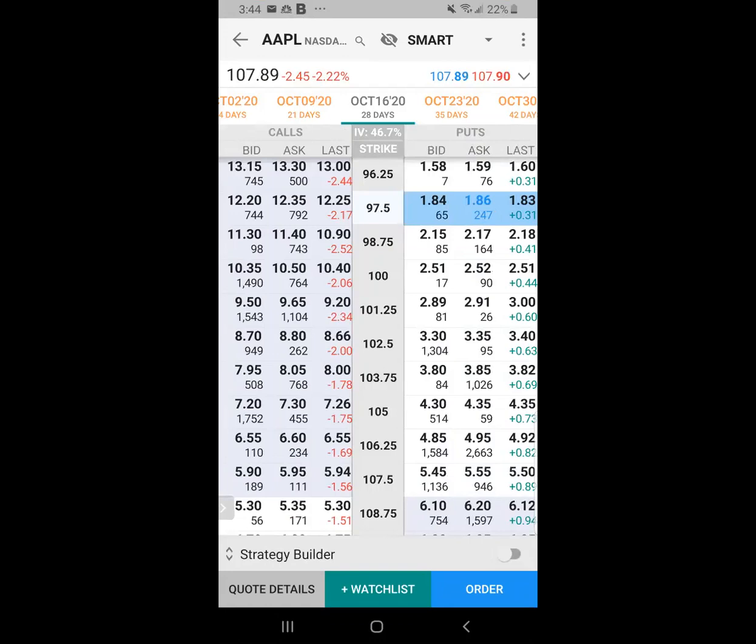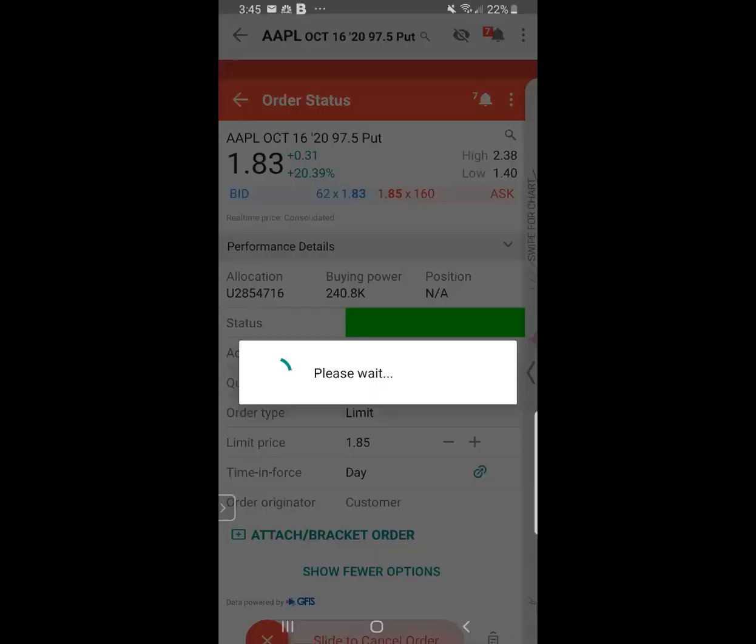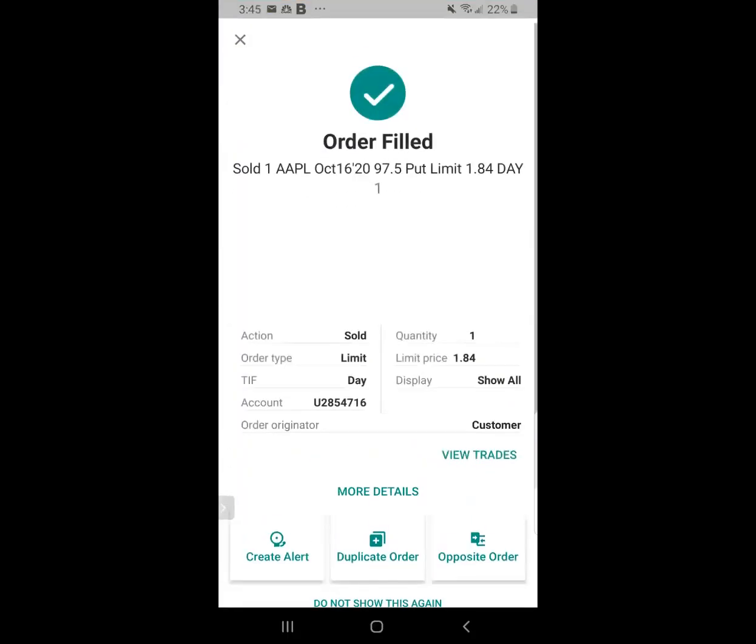So let's take a look at what's happening here on Apple. So we're $1.83 to $1.85. So we're going to have to wait for this to kind of go through. So what we can do is we can always modify our position. So $1.85 doesn't seem to be going through. So why don't we drop this to $1.84 and let's see what happens. So we've modified.